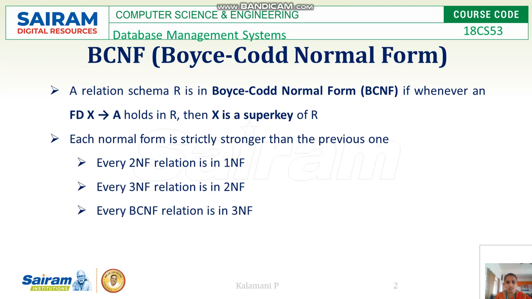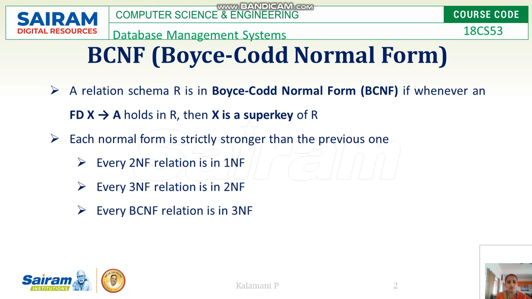Now we are going to define BCNF. A relation schema R is in BCNF, that is Boyce-Codd normal form, if it is in third normal form and whenever an FD X defines A holds in R, then X is a super key of R. If there is a functional dependency X defines A, it is compulsory that X should be a super key of R. There will be multiple functional dependencies, but for all of them, X should be a super key of R. That is the main condition for Boyce-Codd normal form.